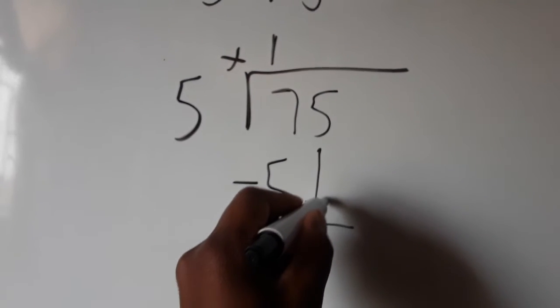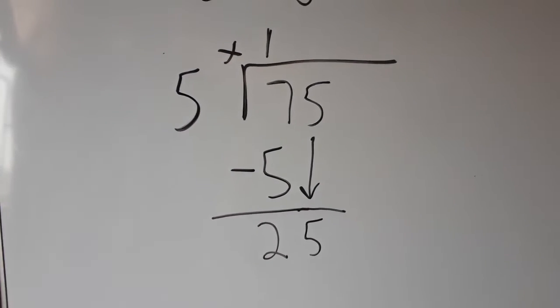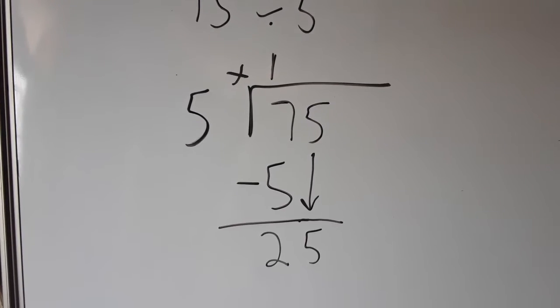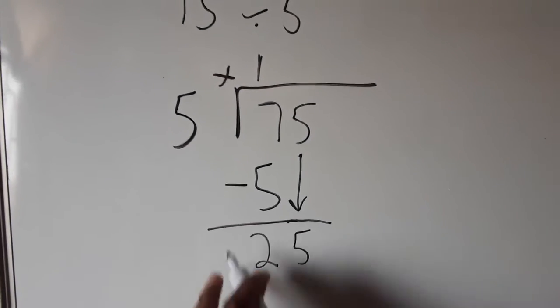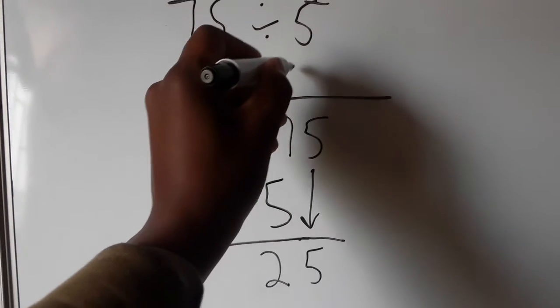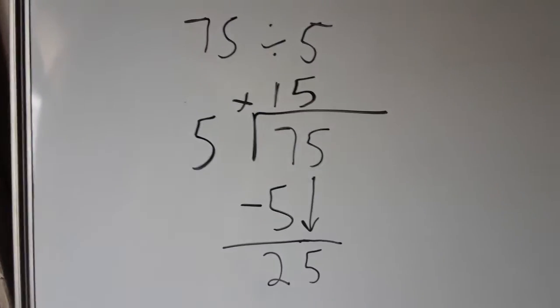Then we drop the 5 again. Right. Then we're going to say how many times does 5 go into 25? Goes into 25 5 times. So we put the 5 there on top.